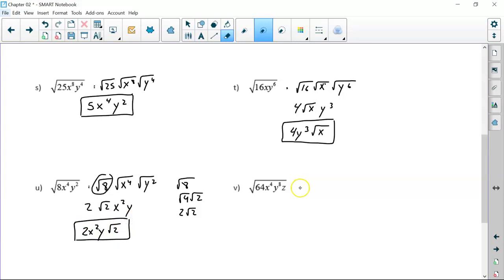And then finally, for part v, square root of 64, square root of x to the 4th, square root of y to the 8th, and the square root of z. Square root of 64 is 8. X to the 4th, when we take the square root of that, we get x squared. For y to the 8th, 8 divided by 2 is 4, y to the 4th. And since it's z to the first, we're just going to put the square root of z at the end. We can't take the square root of it. There's our final answer. Those are equivalent expressions.